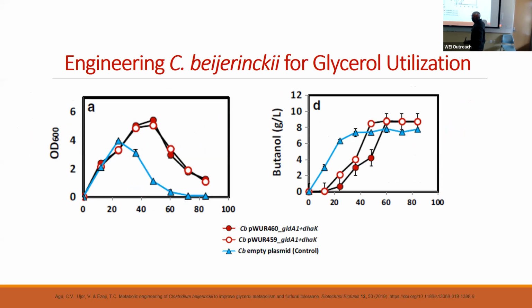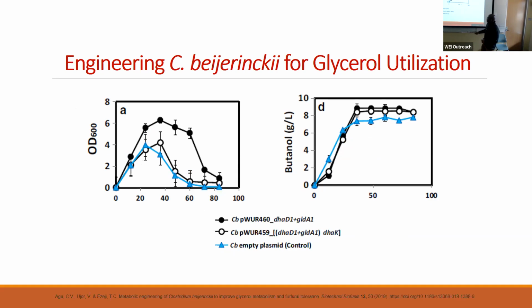So we looked at several more permutations in terms of the combinations of the glycerol catabolic genes. We looked at GLDA1 and DHAK. We also looked at GLDA1 under the control of another promoter compared to the empty plasmid control. Again, we're seeing the same thing: slightly better growth in the presence of glucose and glycerol, and a slight improvement in terms of butanol production.